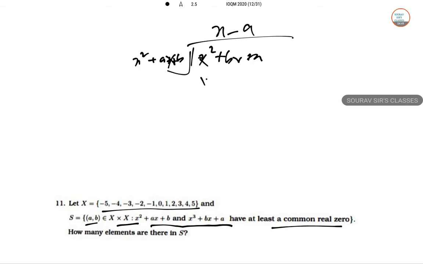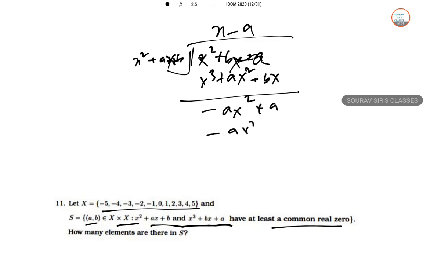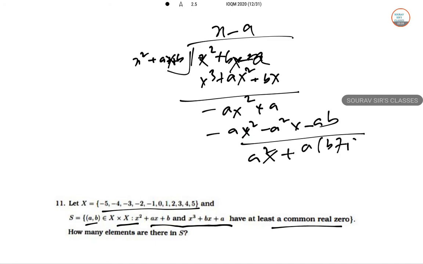Just subtract them. So this is x cube, this will be A x square plus Bx, minus A x square plus A, and obviously again, finally A square x plus A into B plus 1. So if a common root is there, then obviously A square x plus A into B plus 1 must be a factor of x square plus Ax plus B.